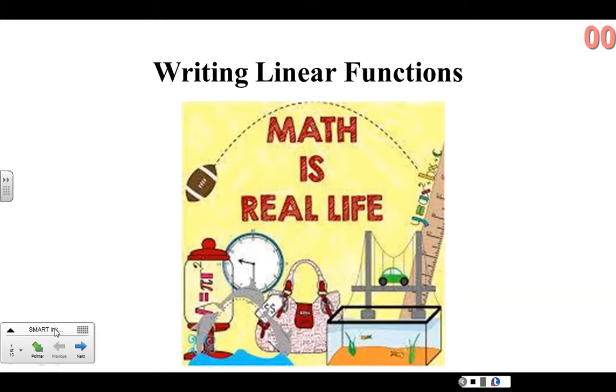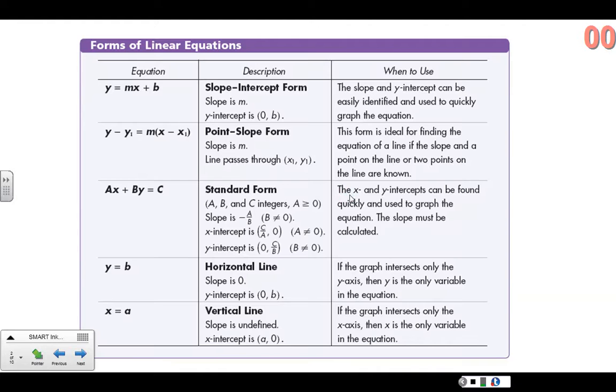All right, in this lesson we're going to talk about writing linear functions. We've already talked about graphing linear functions in several examples. Let's talk about writing linear functions. Here's some forms that we might see of linear equations, some we've already talked about.